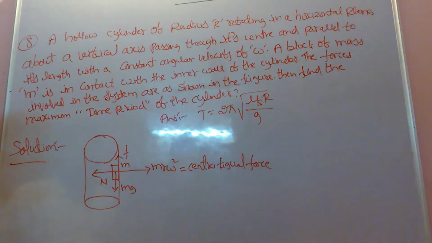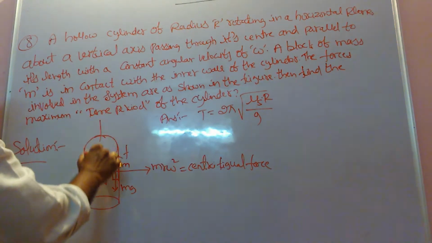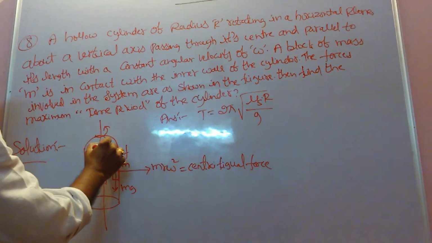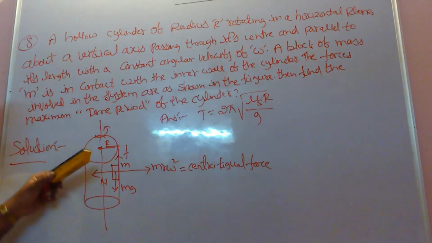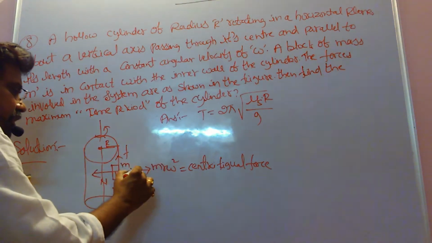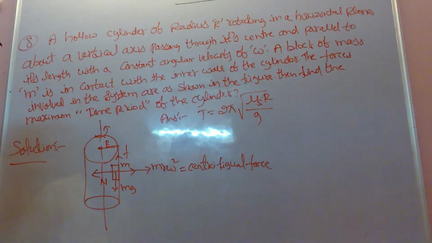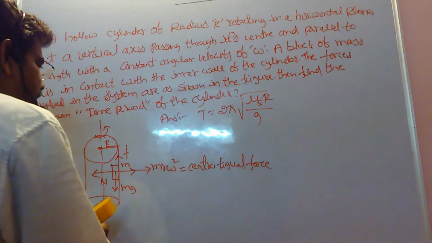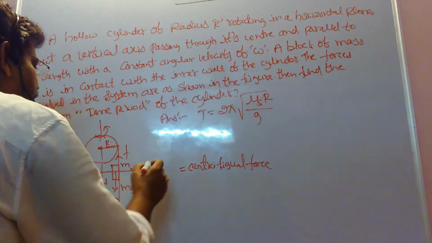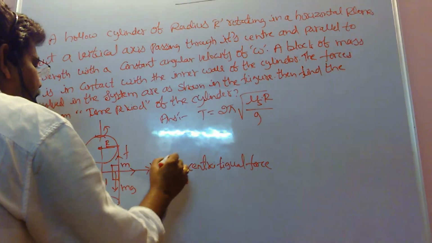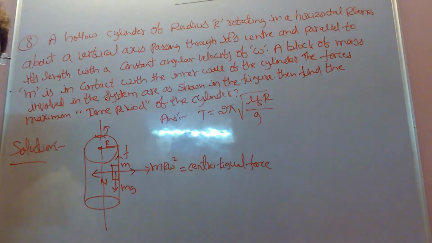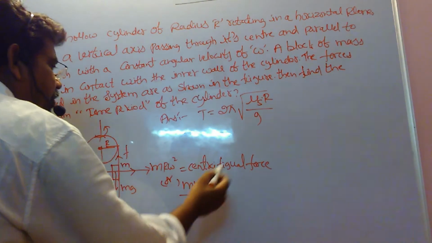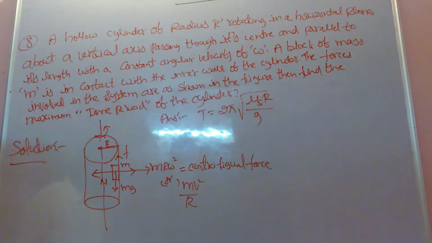This is the diagram. When the cylinder is revolving in this direction, with radius capital R, a force acts from the center outward. That force is called the centrifugal force. So if R is the radius, it is m r omega square. What is the centrifugal force formula? m v square by r, or m r omega square. That is the formula for centrifugal force.